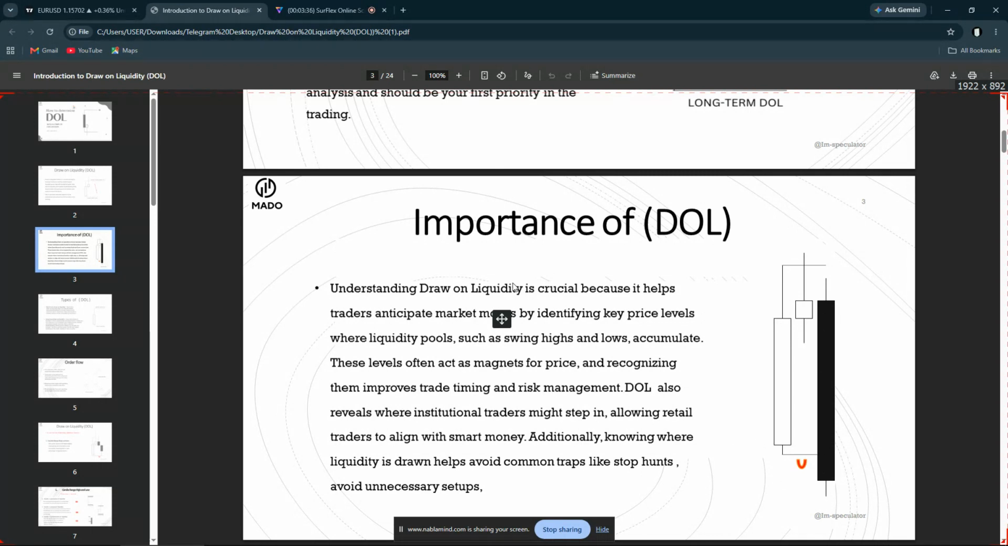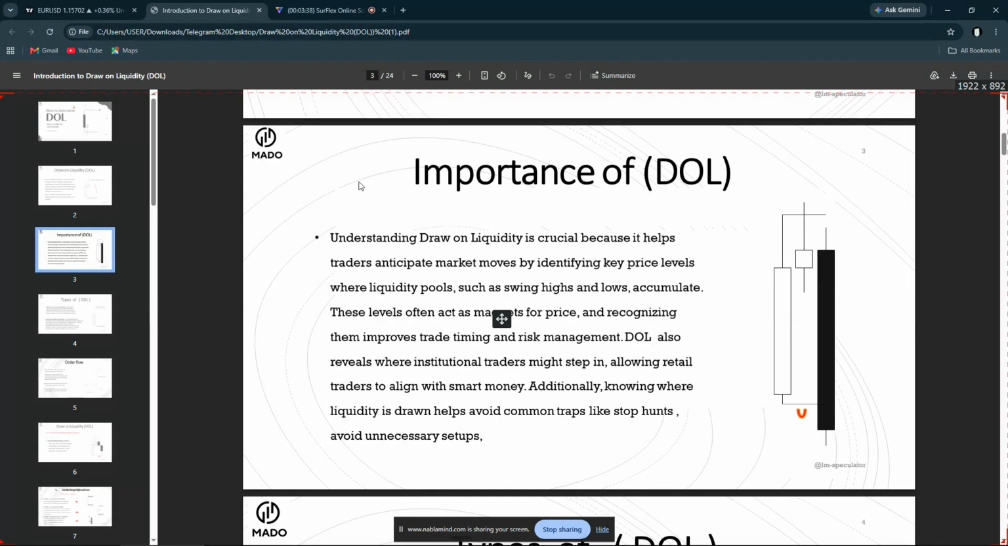So on the importance of draw on liquidity in this aspect, I'm going to dive into the chart and show you guys some examples of how to determine draw on liquidity on the market using the CRT concept. Now, understanding draw on liquidity is crucial because it helps traders anticipate market moves by identifying key price levels where liquidity pools such as the swing highs and lows accumulate. These levels often act as magnets for price.